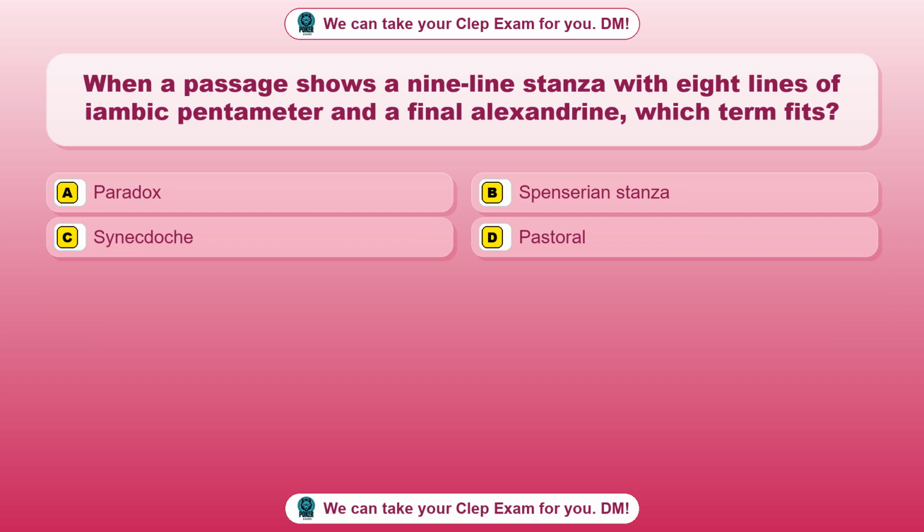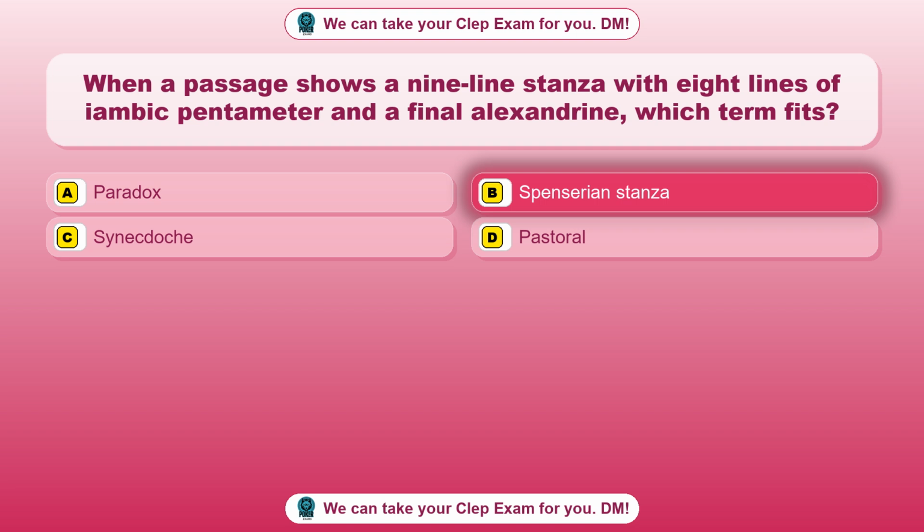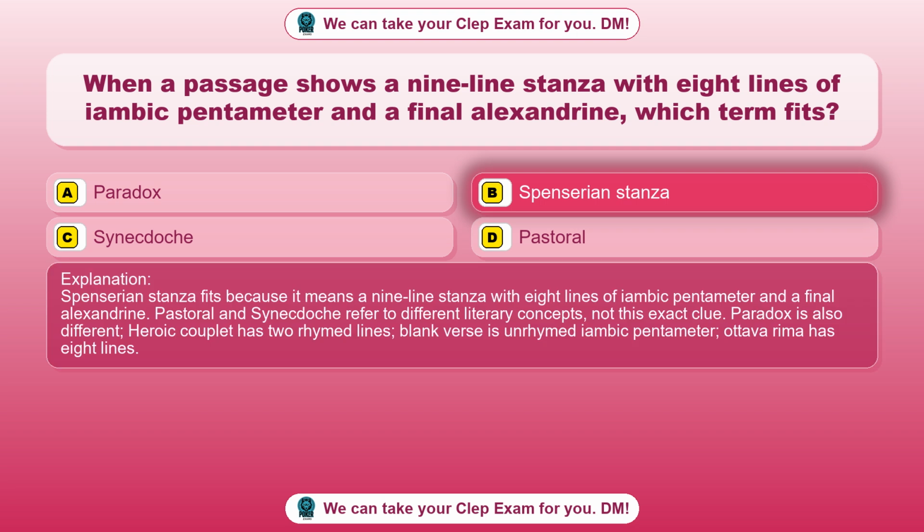Question 99. When a passage shows a 9-line stanza with 8 lines of iambic pentameter and a final alexandrine, which term fits? Option A, paradox. Option B, Spenserian stanza. Option C, synecdoche. Option D, pastoral. The correct answer is option B, Spenserian stanza. Spenserian stanza fits because it means a 9-line stanza with 8 lines of iambic pentameter and a final alexandrine. Pastoral and synecdoche refer to different literary concepts, not this exact clue. Paradox is also different, heroic couplet has 2 rhymed lines, blank verse is unrhymed iambic pentameter, ottava rima has 8 lines.